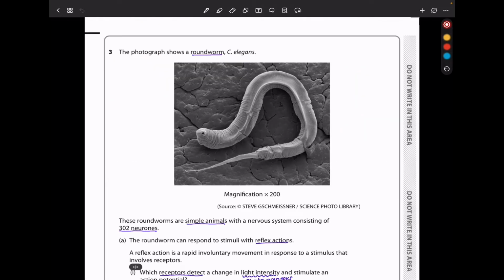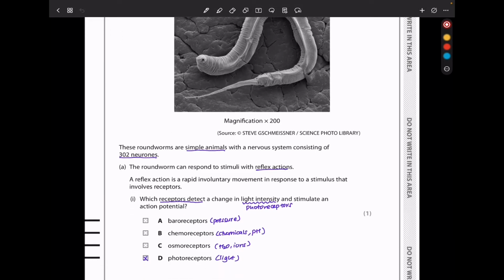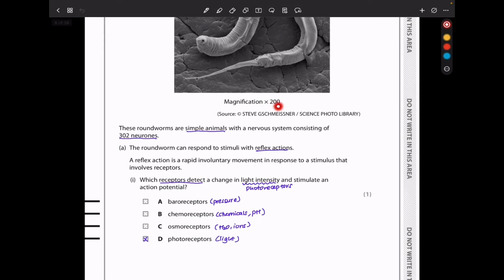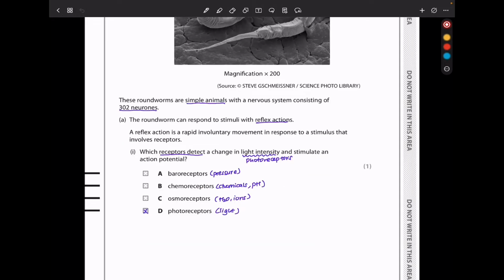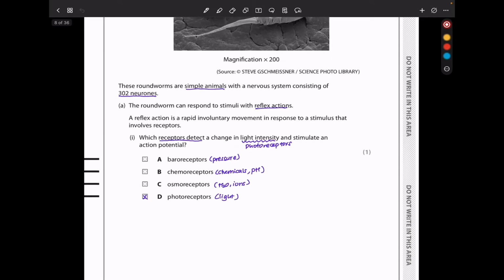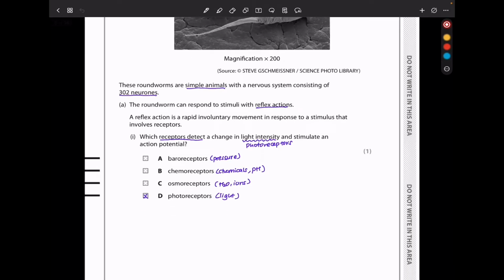In question 3, the photograph shows a roundworm, which they call the C. elegans. They've given us the magnification as 200. They say the roundworms are simple animals with a nervous system consisting of 302 neurons. The roundworm can respond to stimuli with reflex actions.